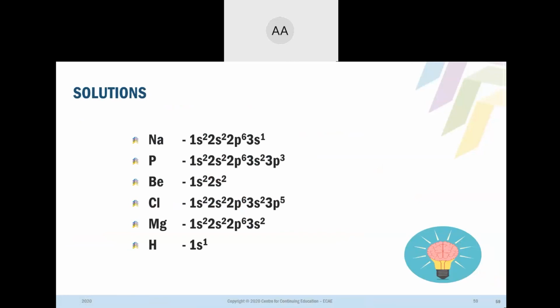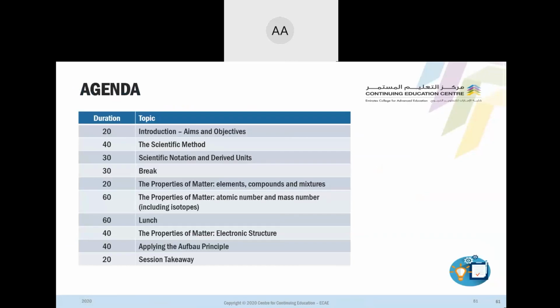So that's us wrapping up now for the day. And if we have a look, we did some great work on the scientific method, scientific notation and derived units. Properties of matter, don't forget to have a look at that very detailed pack in the resource guide. The electronic structure, and then applying the Aufbau principle as well as Hund's rule.